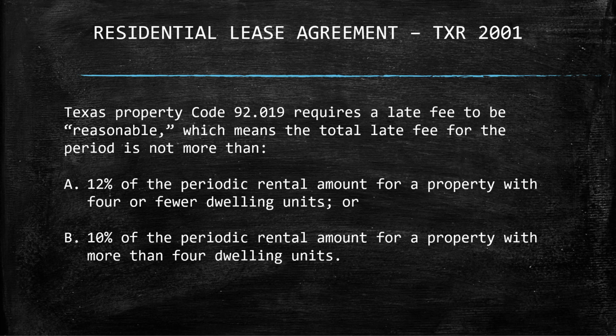On the other hand, if our property has 5 or more dwelling units, then a reasonable late fee is not more than 10% of the periodic rental amount. So it doesn't specifically say that in our lease agreement. This is something that landlords are just expected to know. But these rules are found in Property Code section 92.019.